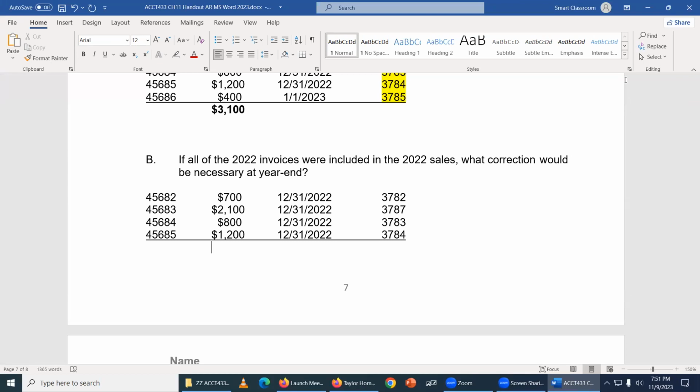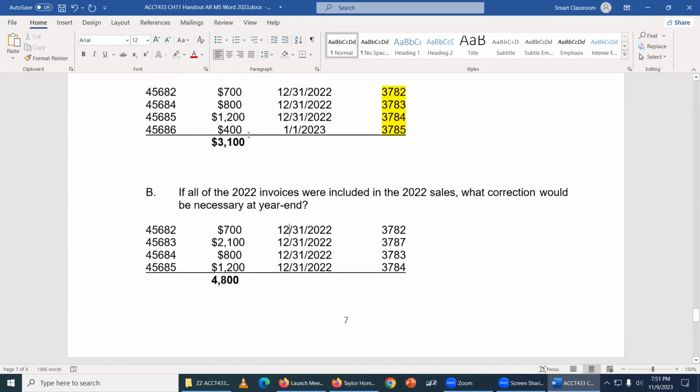$4,800. 4,800, thank you. Oops. You told me the right number, I put the wrong one in. Okay, so this is what they're going to show on their books for those invoices near the end of the period. This is what they should have had in there. And they have 4,800. So what would the correction be at year end?